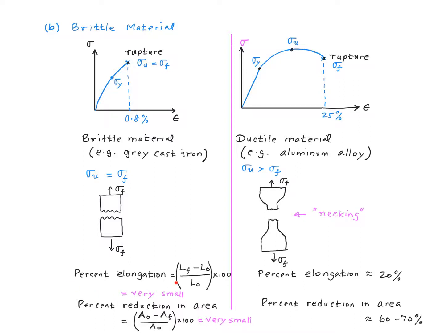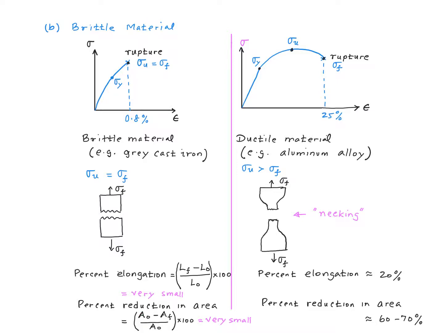A quantity called percentage elongation is defined like this. The length at rupture minus the initial length, divided by the initial length, expressed as a percentage. So this is going to be very small for a brittle material, whereas it could be as high as 20%, 25% for a ductile material.